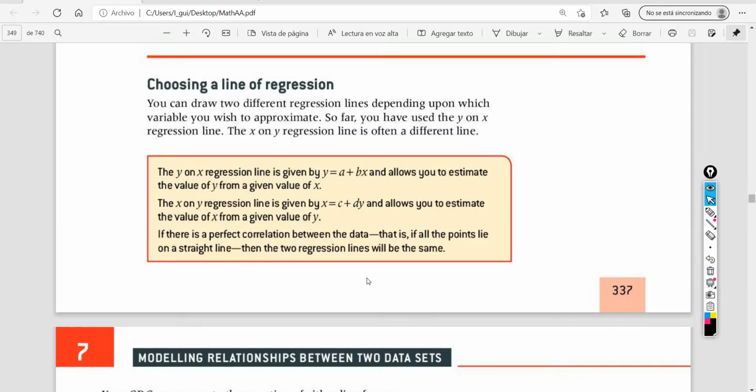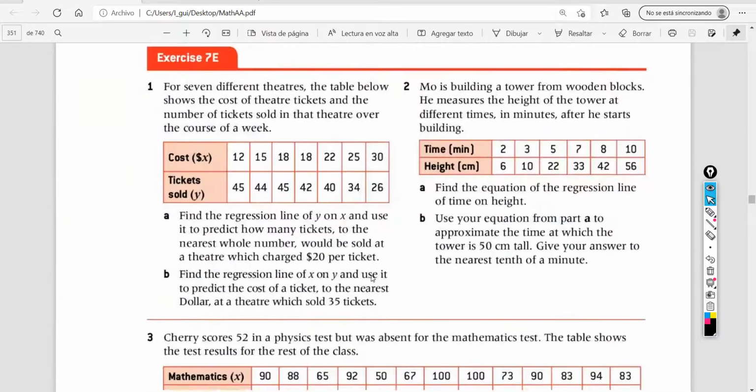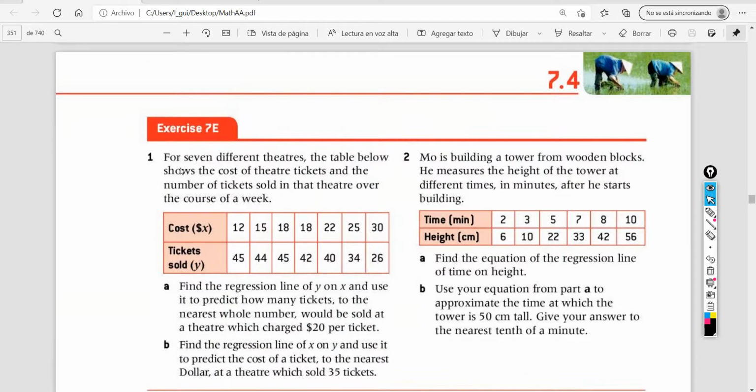Let's solve one of the problems in the book. Let's solve the first one. This one right here. What we have is this. We have 7 different theaters, and the table below shows the cost of theater tickets. We are labeling this variable x. For the moment, this is our independent variable, our input, or the predictor.